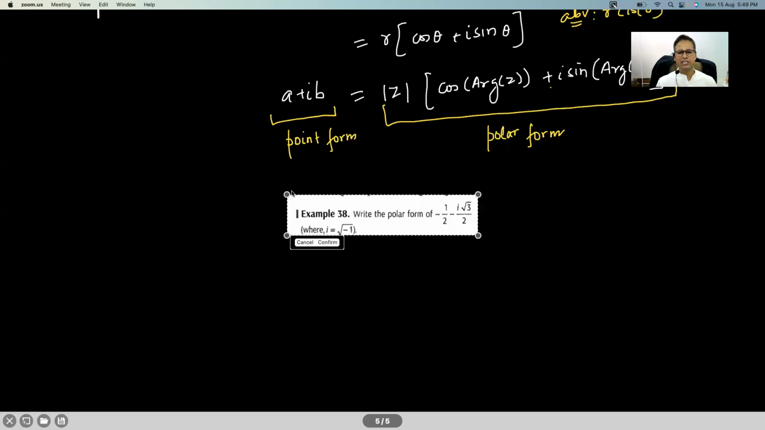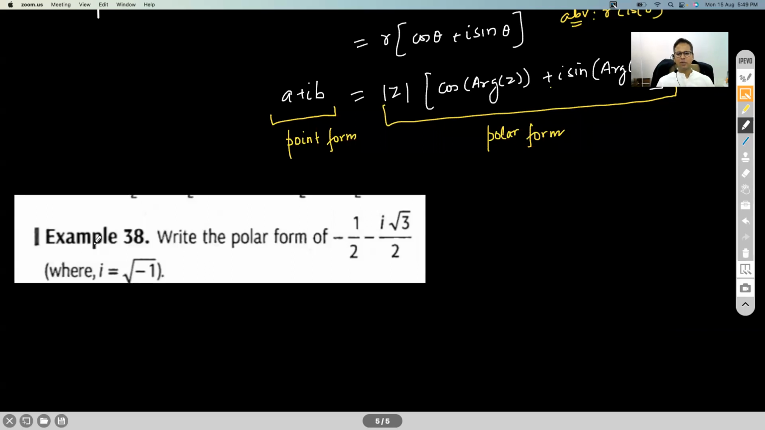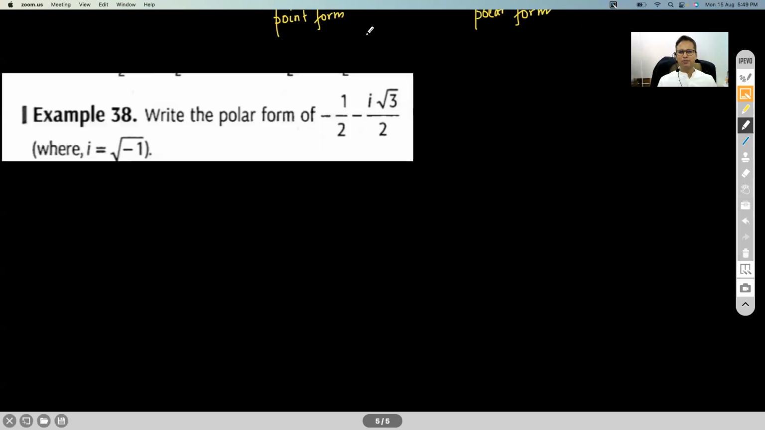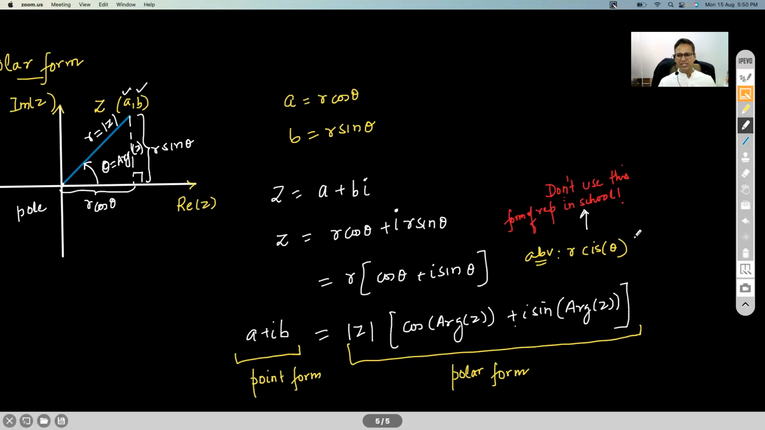Right. Let's take this question. Write down the polar form for minus half minus i root 3 by 2. In fact, we'll take many more questions. This is just one of them. Let's begin with this one because this is easy. And when you're writing your answer, in the chat box you can use this expression, r cis theta, so that you save your time. So it's nothing but mod z cis argument.